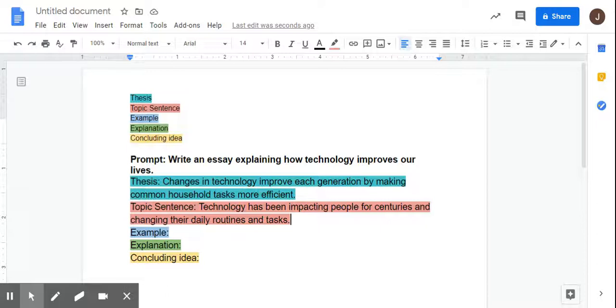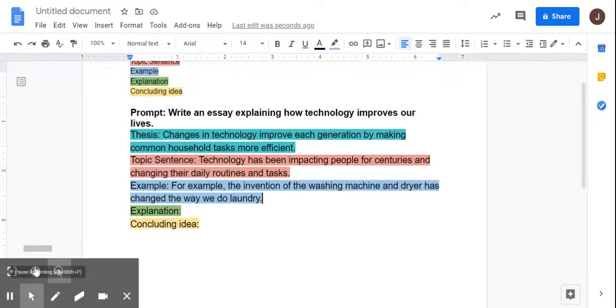So I'm coming back to technology, I'm coming back to it impacting people for centuries, and I mentioned their routines and tasks. Now I will move on to my example. I need to include a transition, and then I need to touch on my washer and dryer example. So, for example, the invention of the washing machine and dryer has changed the way we do laundry.